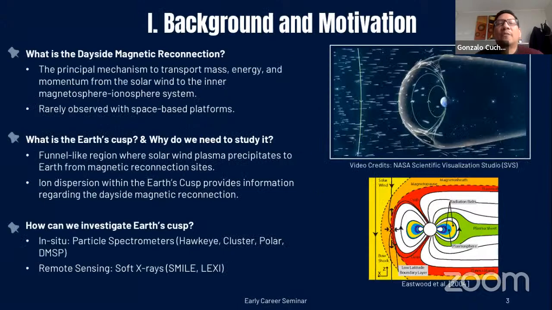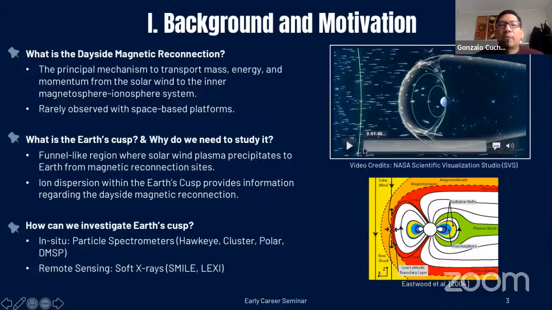Okay, for the background and motivation, I have three main questions. One of them is related to the day-side magnetic reconnection. So this is the principal mechanism to transport mass, energy, and momentum from the solar wind to the inner magnetosphere, ionosphere system. The day-side magnetic reconnection is probably one of the main objectives for the magnetospheric community.